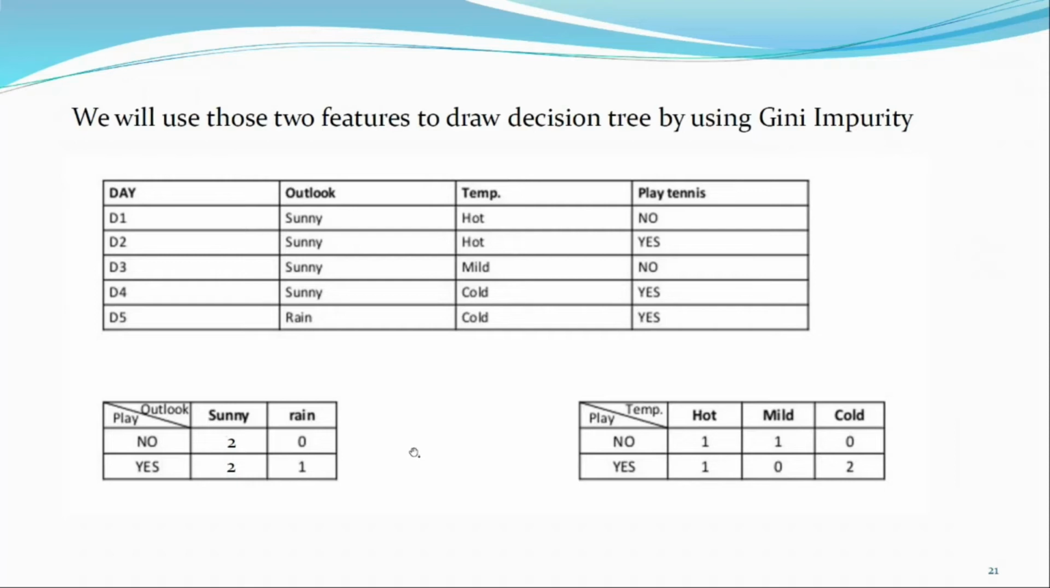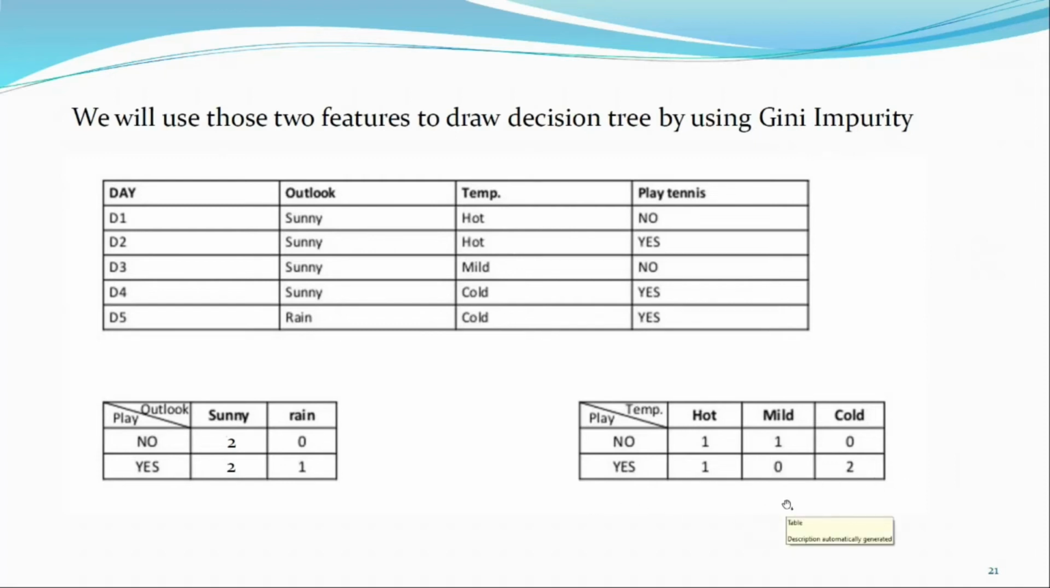So we will create a table for outlook. When the outlook is sunny, we have 2 no's and 2 yes, so the total number of sunny is 4. And the total number of rain is 1, that is only yes. Similarly for temperature, for hot we have 1 no and 1 yes. For mild we have 1 no, 0 yes. For cold, 0 no, 2 yes.